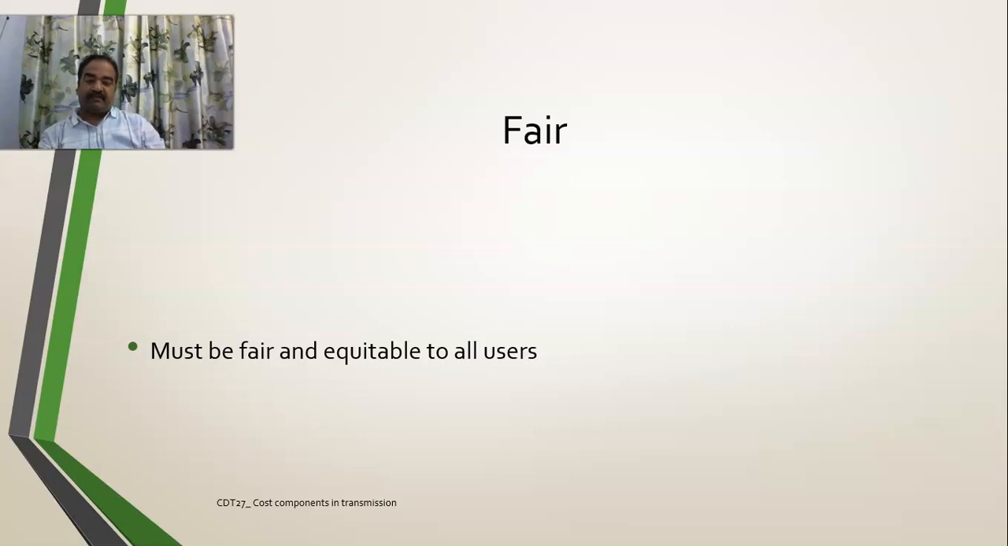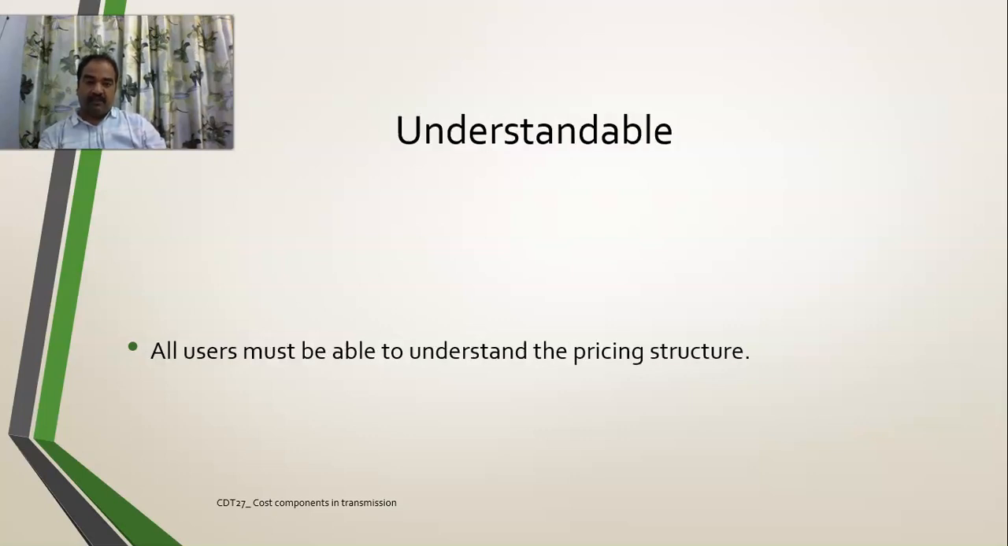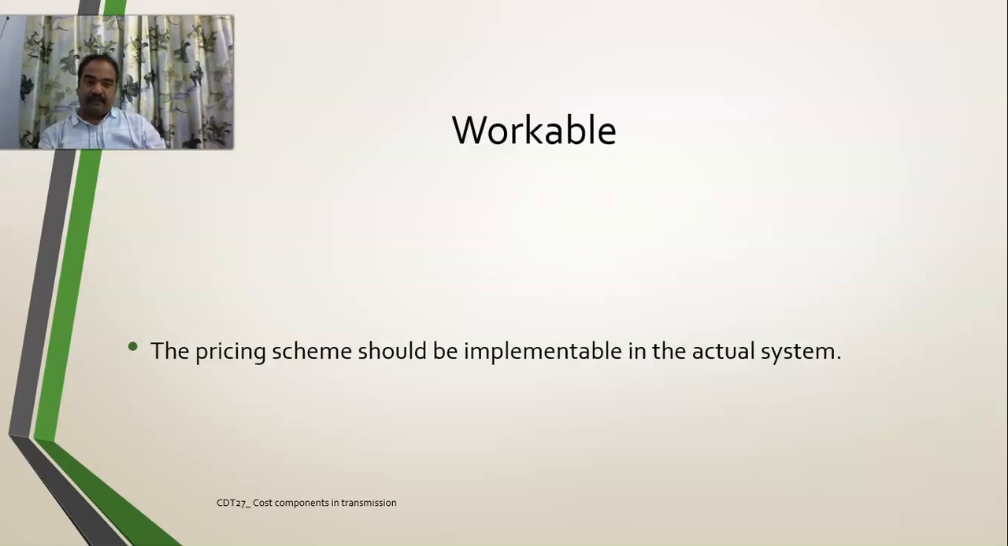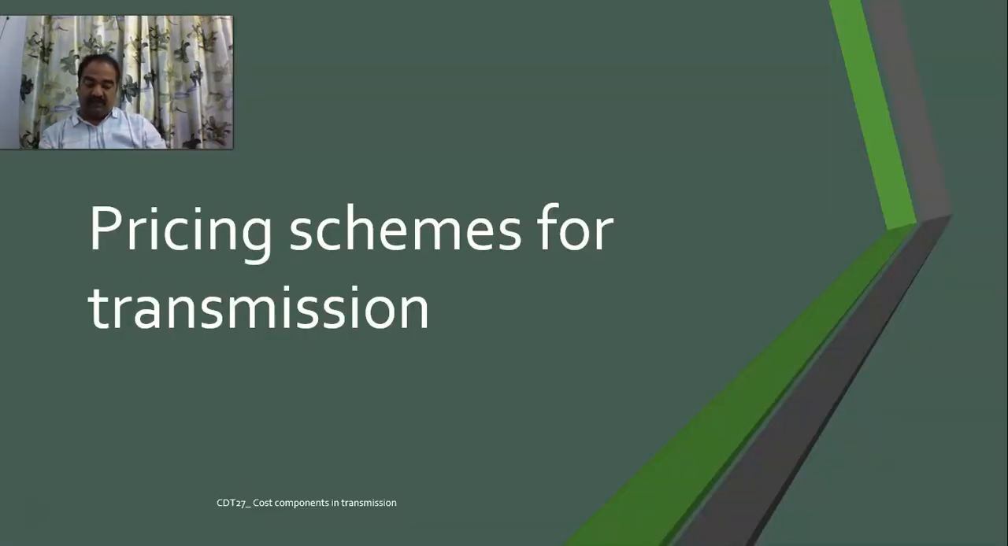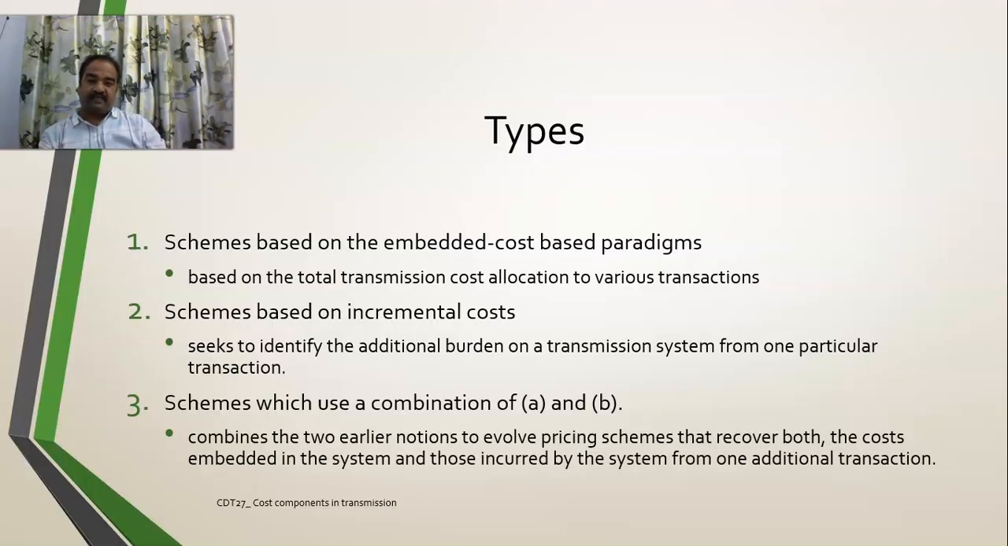And also, the prices which I decide must be fair enough. They must be equitable to all the users, and also they must be understandable even by the common man. And finally, they must be implementable also. So with this, I will close this topic of the major features of pricing schemes, and move on to the different types of pricing schemes for transmission.